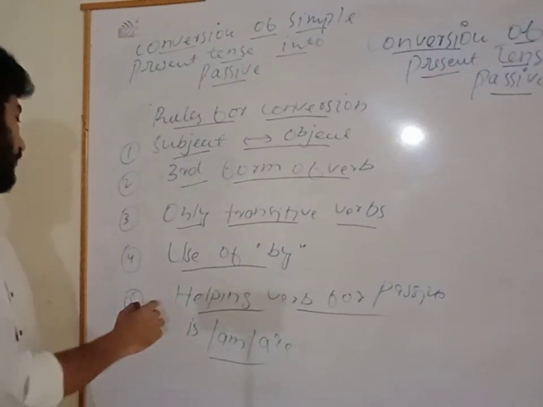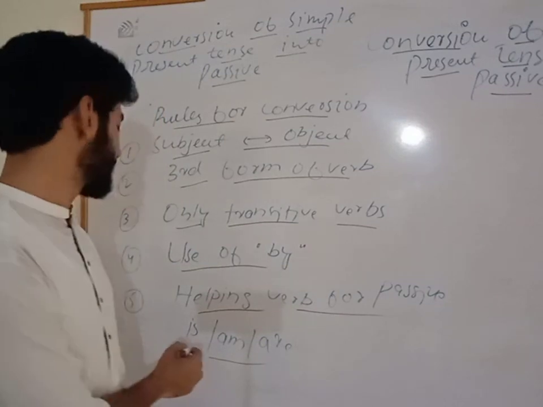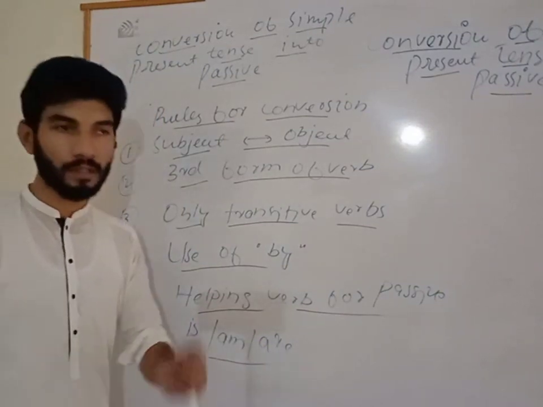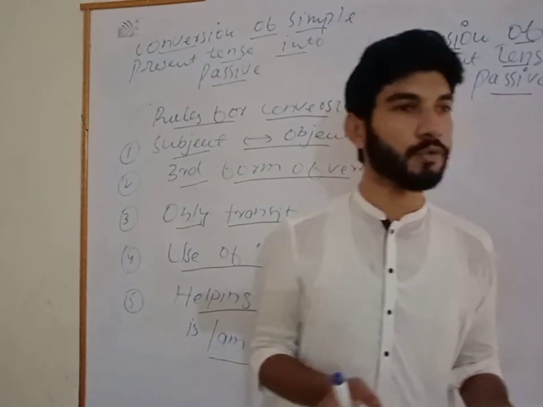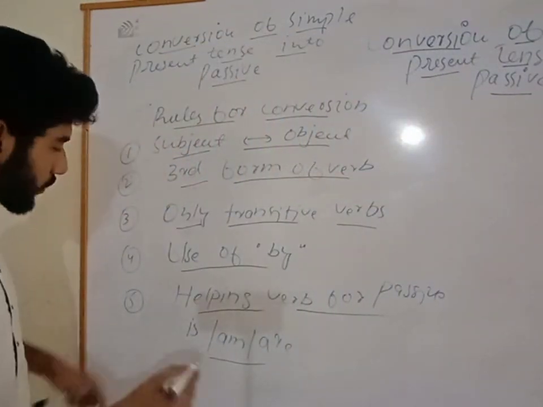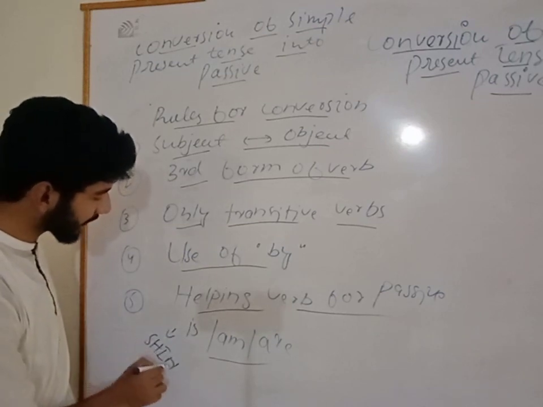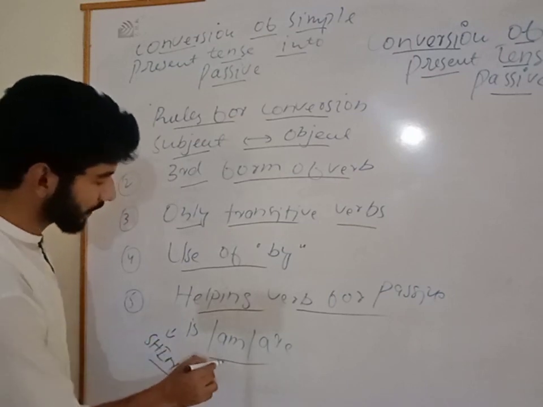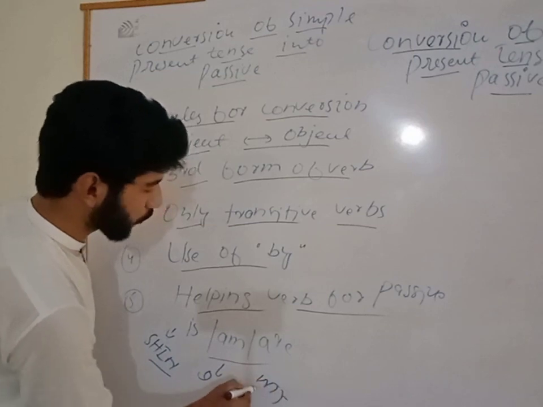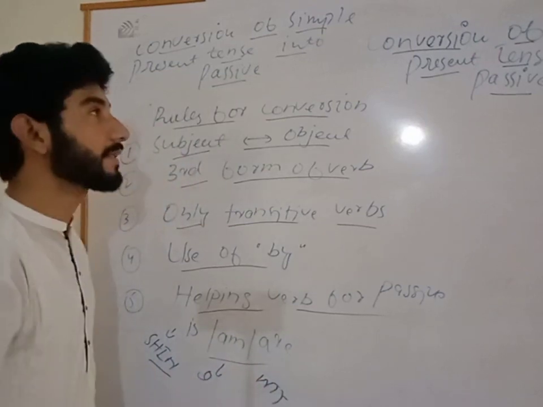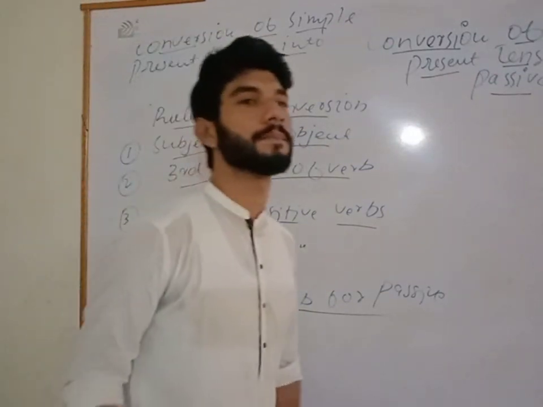Do you remember? Yes. Okay, helping words for passive are M and R. You have to use a specific helping verb while converting active into passive. He, she, it, a singular noun will take is. I will take am. We, you, they will take are. What's the point? Yes, now let's come to practice.